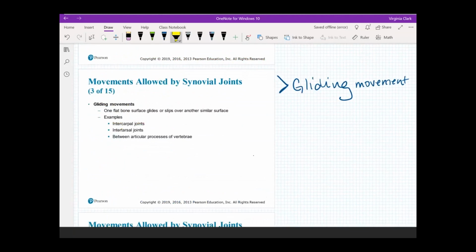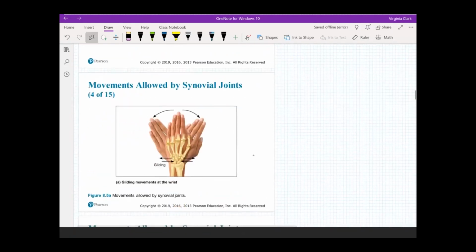So with a gliding movement, some examples of these are actually going to be bones in between your intercarpals, so the bones in your hand, specifically in your wrist, your intertarsal, specifically in your ankle, and between the articular processes of your vertebrae. And essentially you're doing only this movement where these bones are just moving one direction, kind of side by side. The bones in your wrist are doing this when you wave your hand.